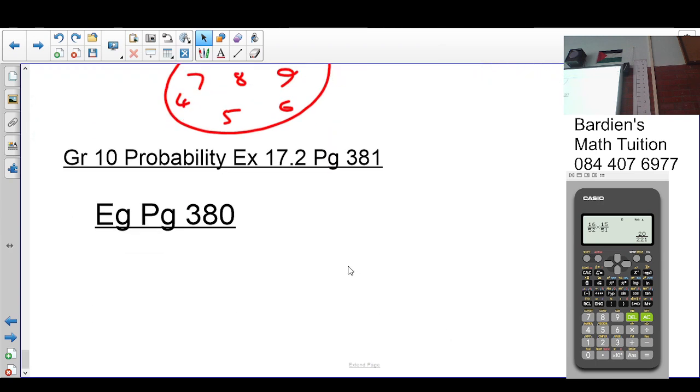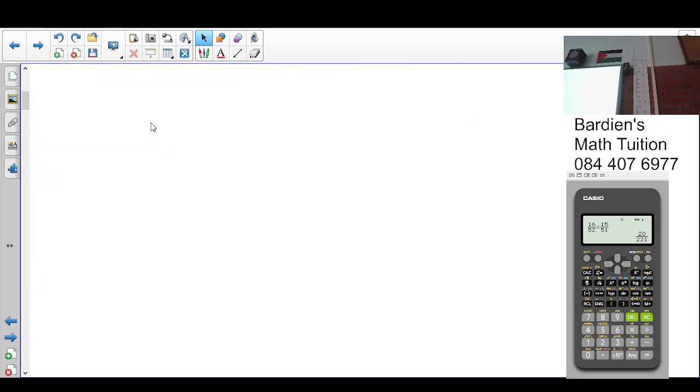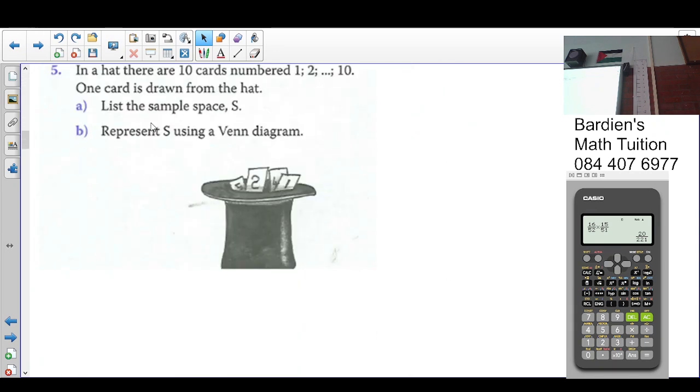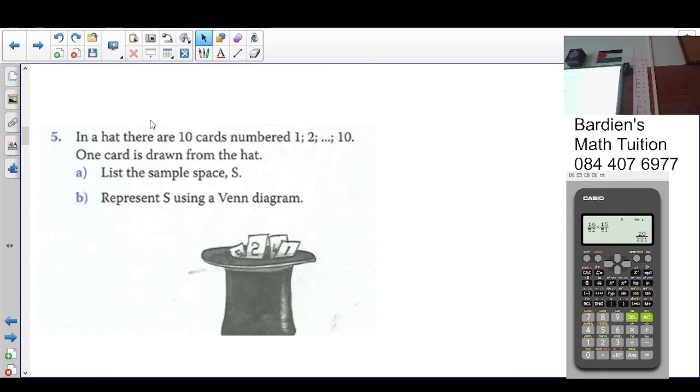Homework is Exercise 17.2, numbers 1, 3, 5. Tomorrow we'll talk about events.